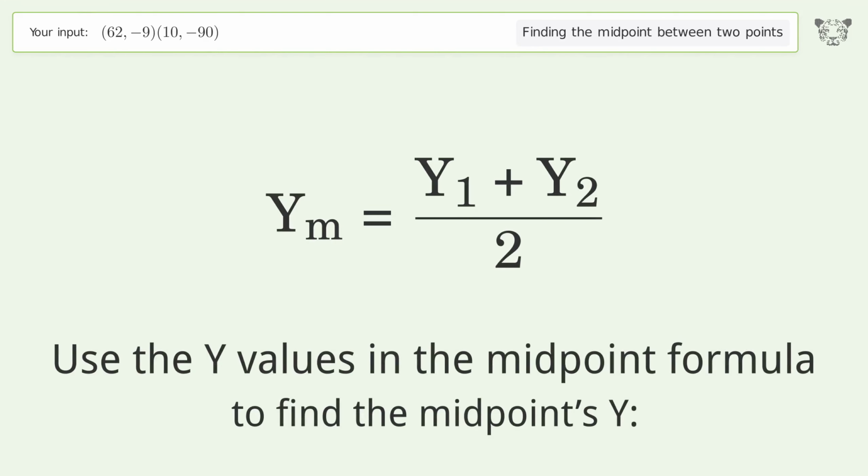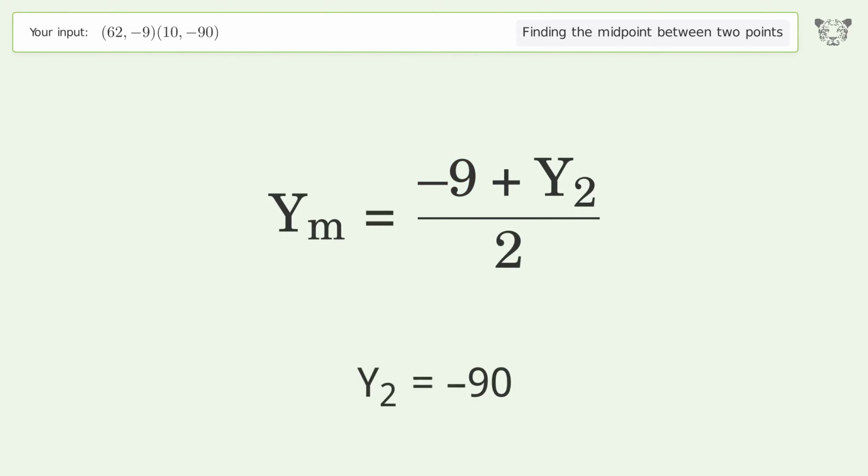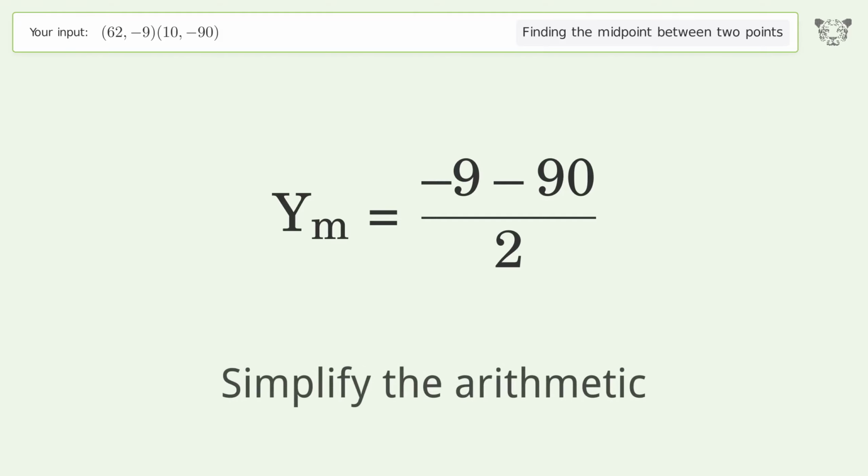Use the y values in the midpoint formula to find the midpoint's y. y1 equals negative 9. y2 equals negative 90. Simplify the arithmetic.